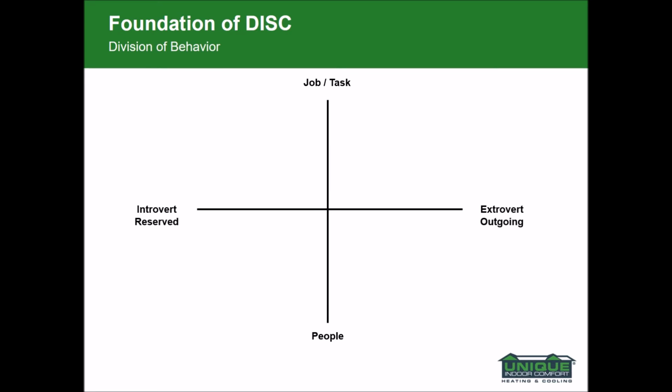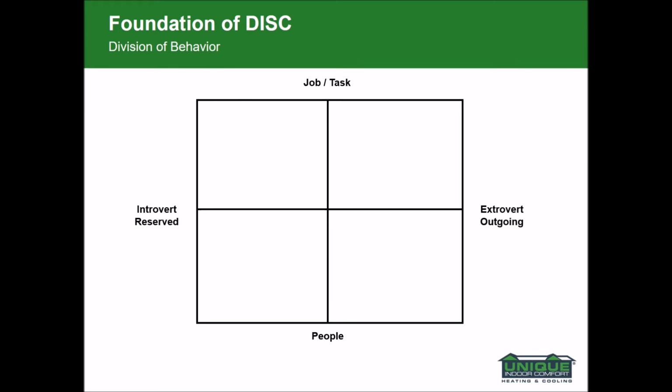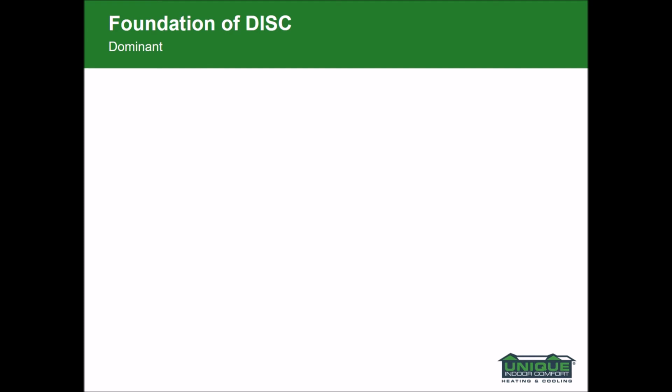Consider somebody you know and ask yourself these 2 questions, and then place them in the quadrant that they belong. You will see here that in the upper right-hand quadrant, this would be the D quadrant. Lower right, I. Lower left, S. And upper left, C. Let's discuss how to communicate with each style.